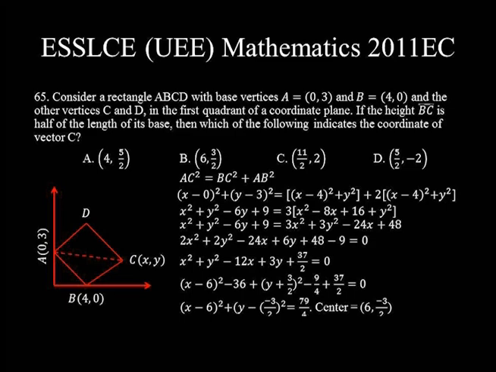(6, negative 3 over 2) is an ordered pair in the fourth quadrant, but the question specifies that C is in the first quadrant. Thus, a point in the first quadrant that is equidistant from point B as (6, negative 3 over 2) is (6, 3 over 2). Therefore, the correct answer is choice B.